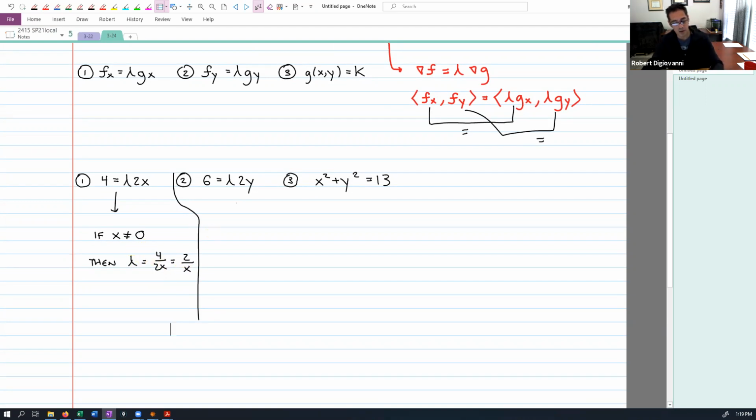Now, similarly, what can you say about this one? If y isn't 0, then you could divide both sides by 2y, and what would you get? Lambda is 3 over y. You agree?